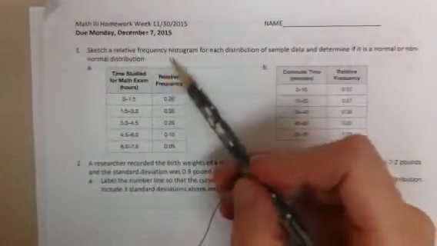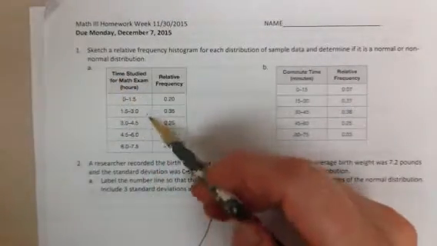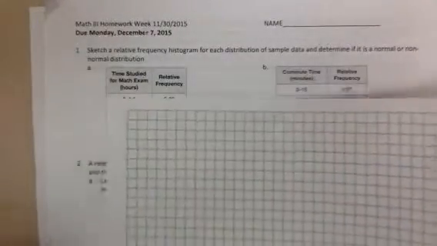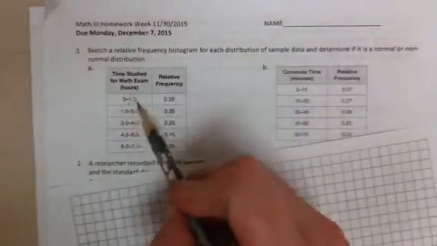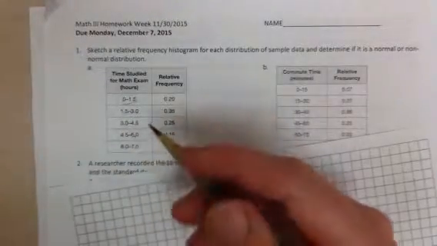Number 1 says to sketch a relative frequency histogram for each distribution of sample data and determine if it is normal or non-normal distribution. So I prefer to do my sketches with graph paper. It helps me be more accurate. If you notice that each of these goes by 1.5. The bins go by 1.5.